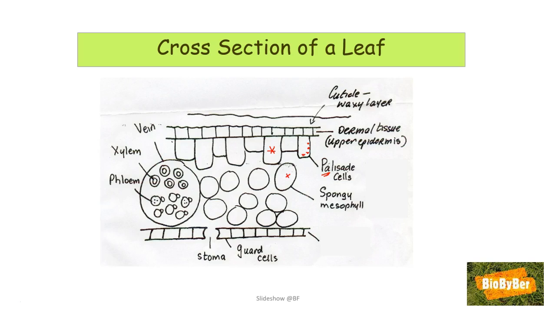Both these cells are green, the palisade cells and the spongy mesophyll cells, and together can be taken as ground tissue. Lastly, we have the lower epidermis, or dermal tissue.